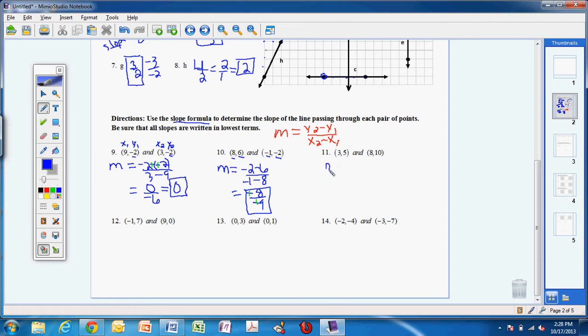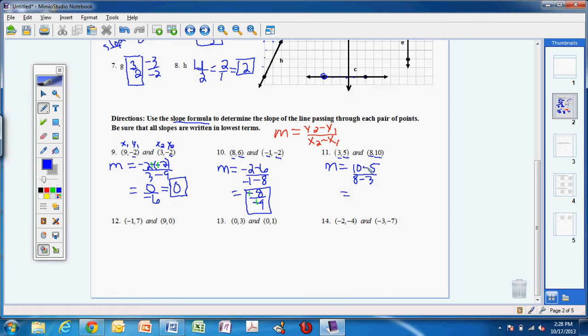So number 11, again, slope-intercept form. We're going to go y2 minus y1. So we're going to have 10 minus 5. And then we're going to do x2 minus x1. And we're going to get 8 minus 3 over here.